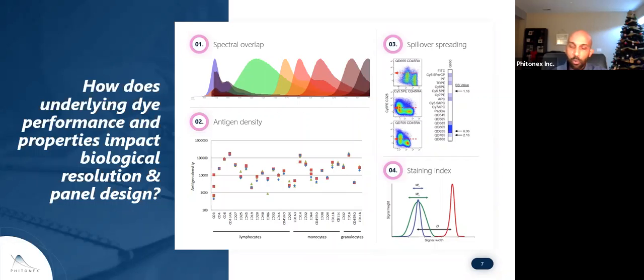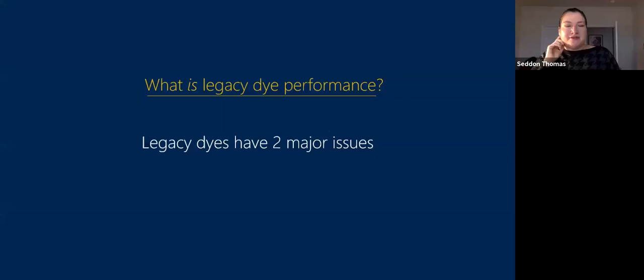So as we add more fluorophores into a multicolor panel, there's going to be more spillover spreading that is going to be more difficult to account for, and it's going to cause us to lose resolution in our panel and maybe lose some of the minute details that we're really looking for. And then the fourth aspect is going to be the staining index, which is going to be the separation between your positive and negative populations that really allow you to separate those populations and get the most out of your panel.